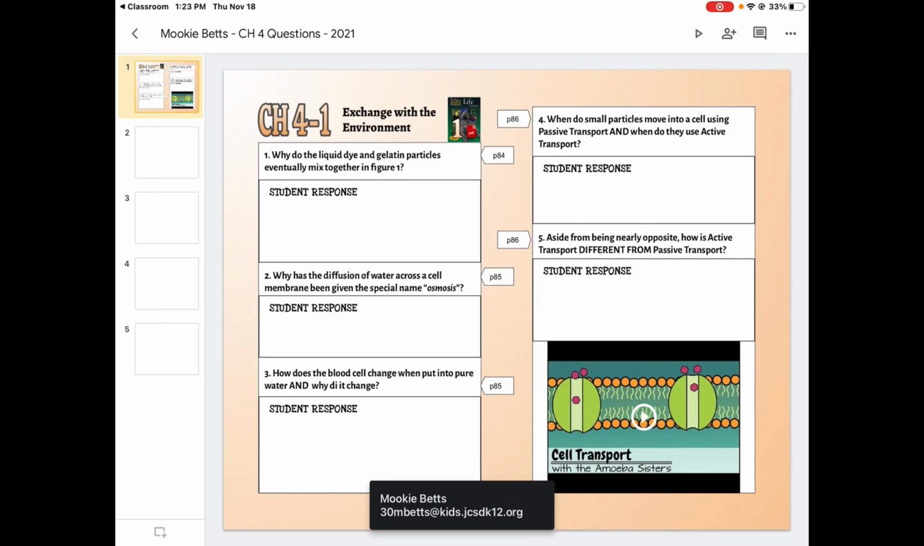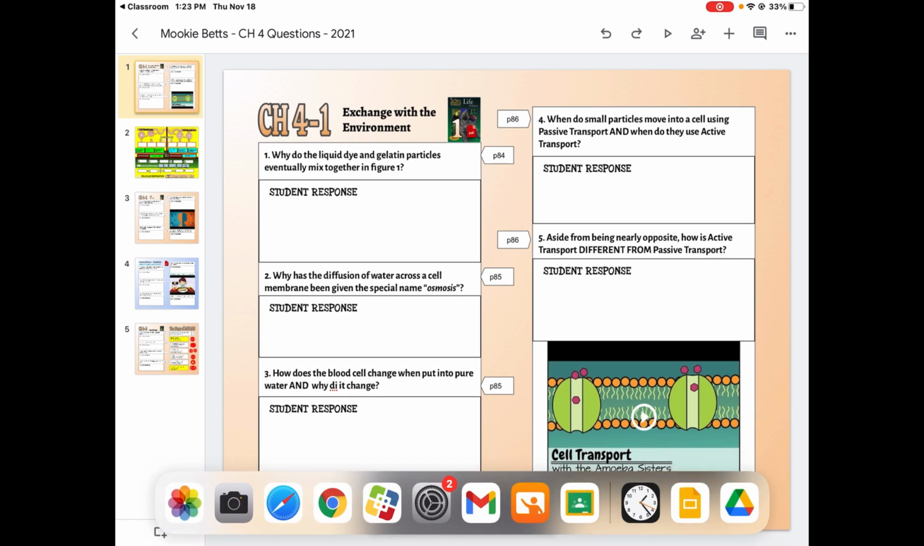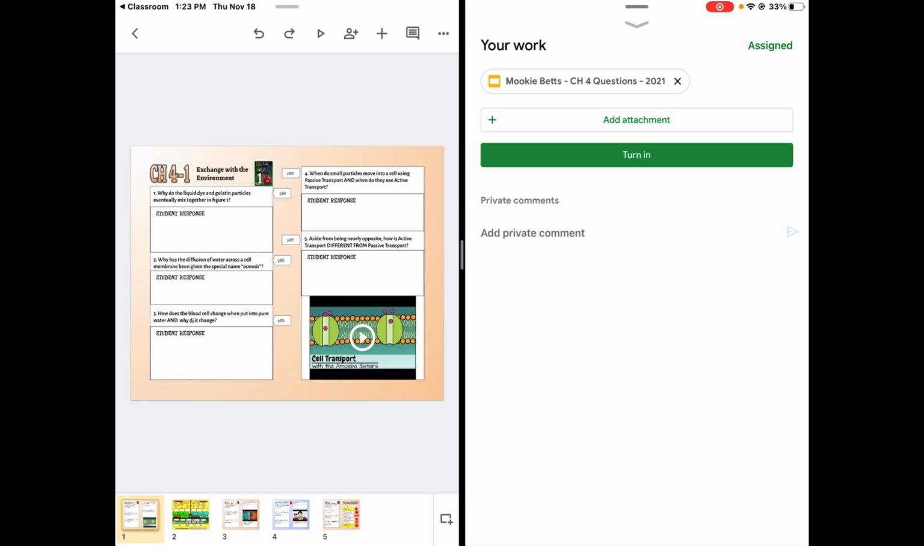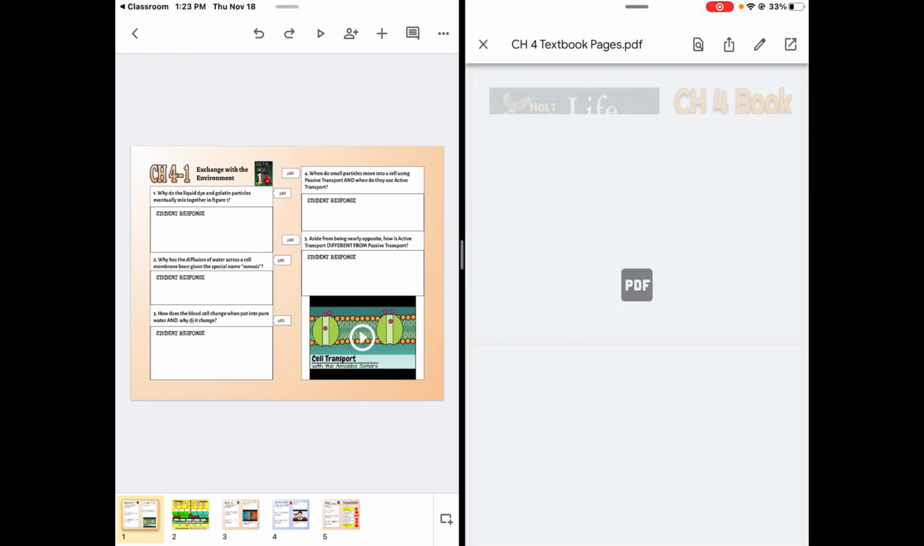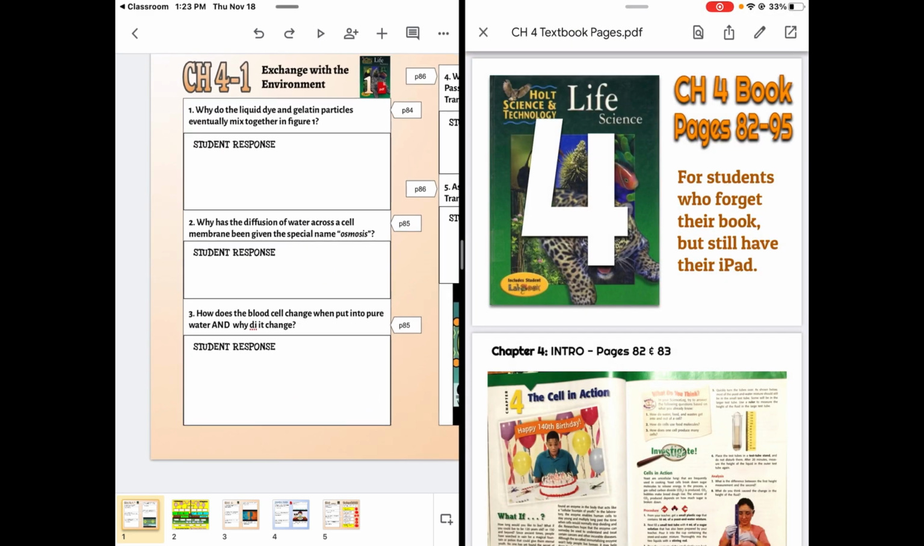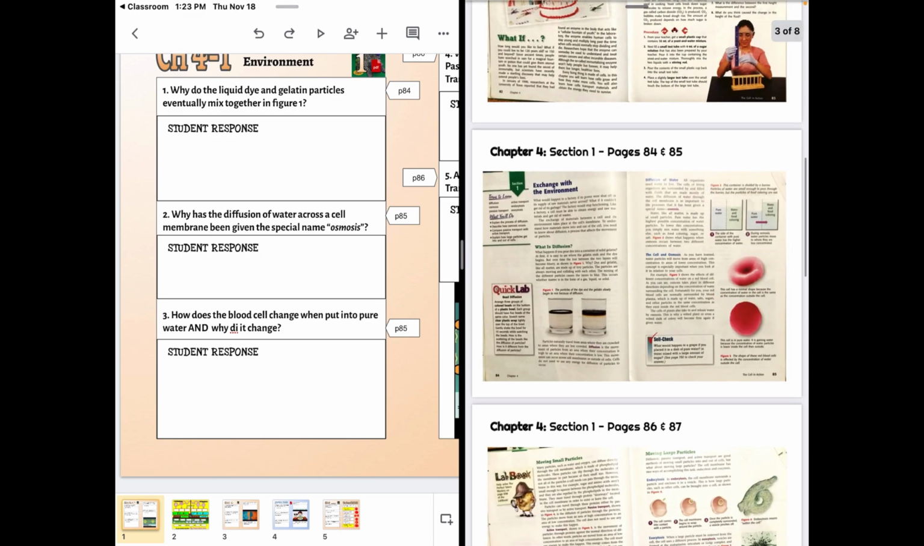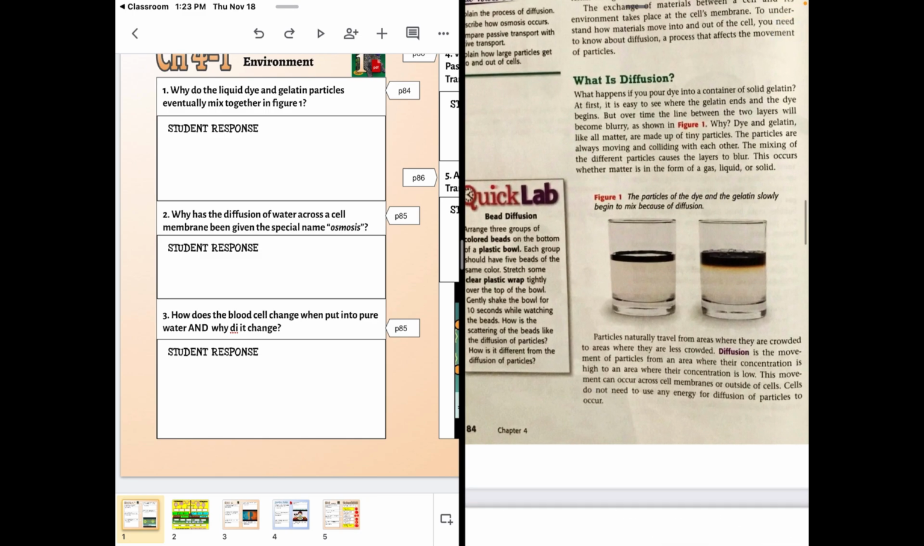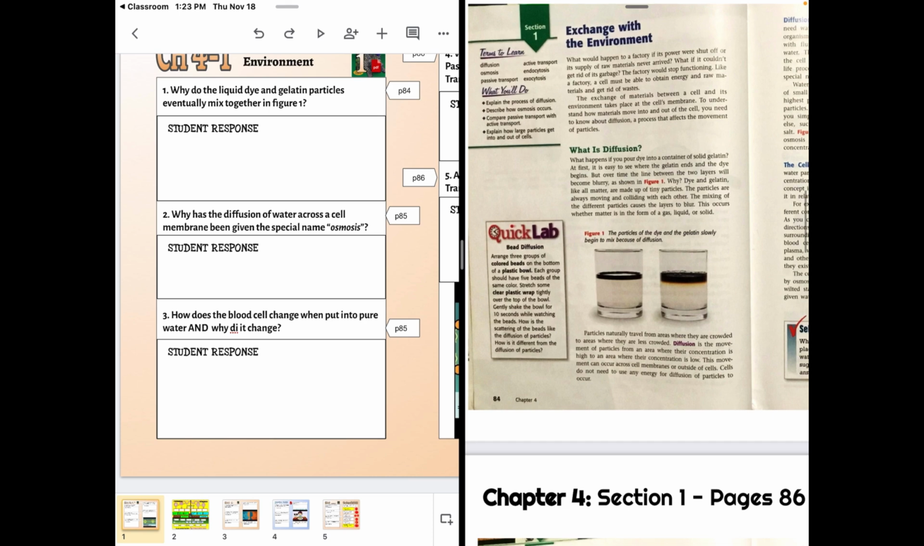There it is, double tap so we can edit. Then I split screen back with Google Classroom, and I pull up the book pages, the red document. So the first question about gelatin is from this picture of these two cups. So read the figure caption, and that'll help you out.